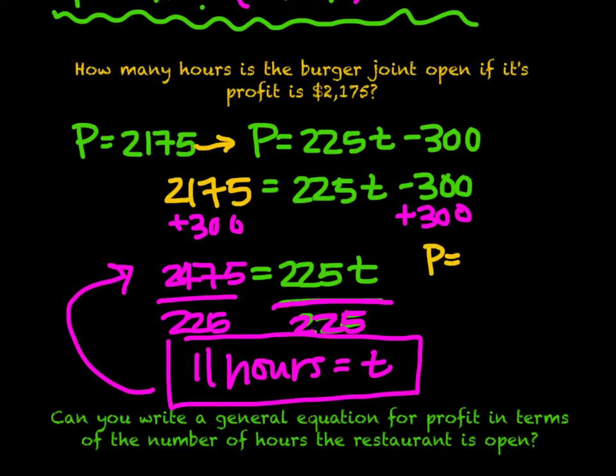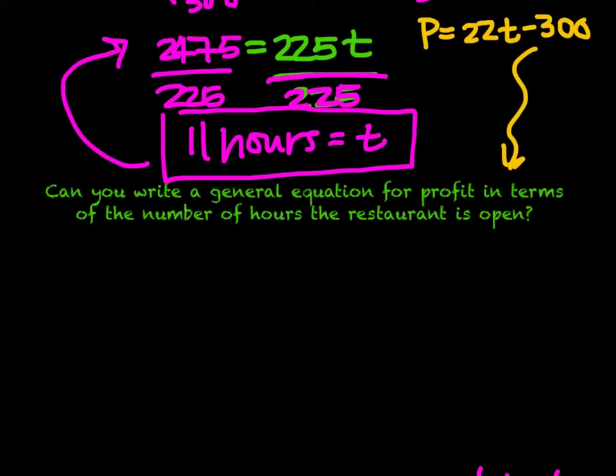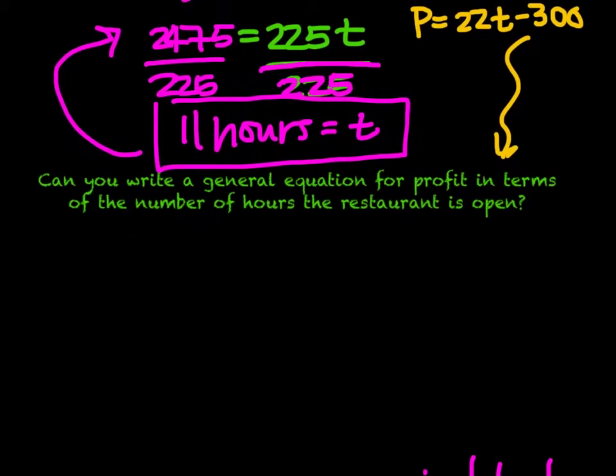We have profit is equal to 225t minus 300. And we're actually going to do this exact part right here. Can you write a general equation for profit in terms of the number of hours the restaurant is open? So we're going to write this equation in terms of time, the number of hours it is open. So we don't know what the profit is. It could be anything.